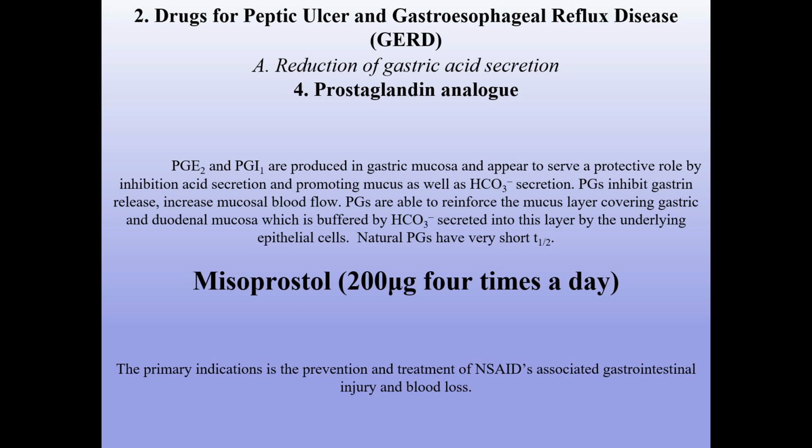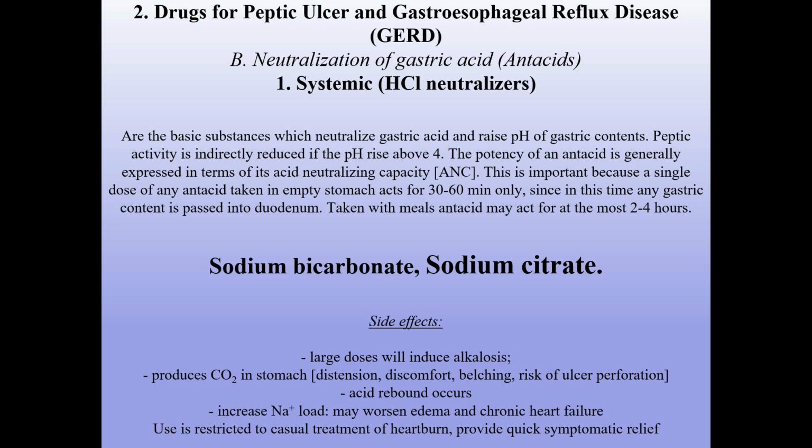Prostaglandins are able to reinforce the mucous layer covering gastric and duodenal mucosa, which is buffered by bicarbonate secreted into this layer by the underlying epithelial cells. Natural prostaglandins have a very short half-life. The drug is misoprostol, 200 micrograms 4 times a day. The primary indication for use is the prevention and treatment of non-steroidal anti-inflammatory drug associated gastrointestinal injury and blood loss.